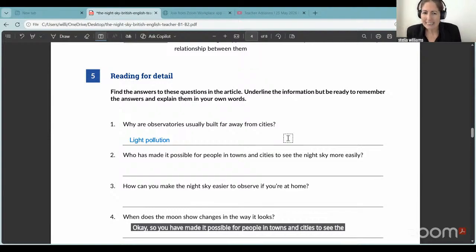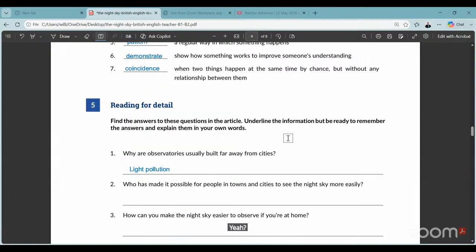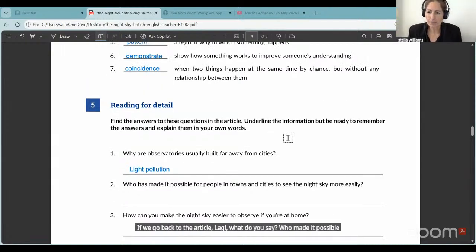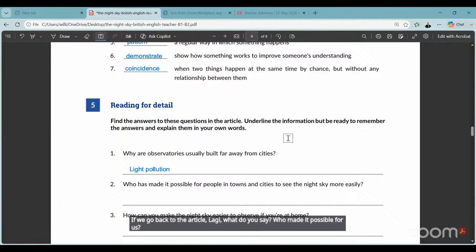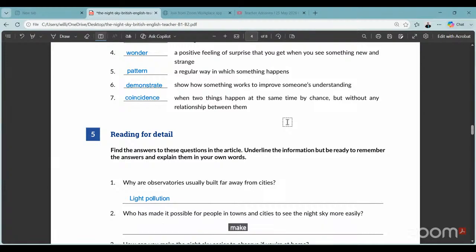If we go back to the article, Ladi, what do you say? Who made it possible for us? I think that who has made it possible for people in the town to see the night sky more usually, I think it's because a crowded city or town makes them want to be alone, so they like to make their brain full or something like that. Okay, thank you.